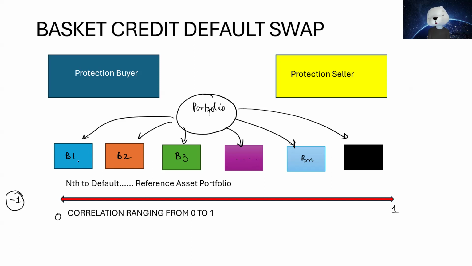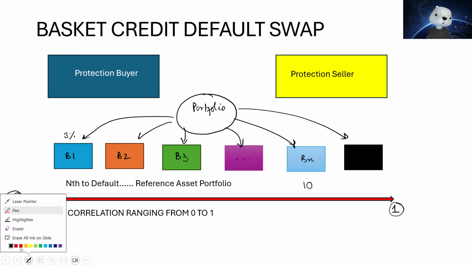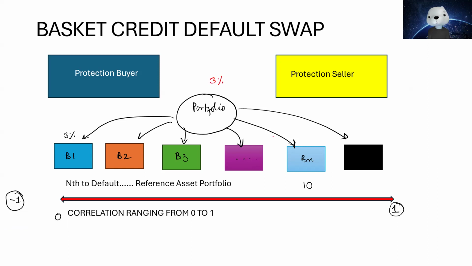Let us also assume that each of these bonds has a marginal default probability of, let's say, 3%. Now, if we assume that all of them have a perfectly positive correlation, that would mean that all of these bonds will default at once or none will. In our case, if we assume that this basket comprises 10 such instruments, that would mean that with a perfectly positive correlation, the probability of the portfolio defaulting is going to be 3%. That means at any given point in time, the portfolio's survival rate is going to be 97%.